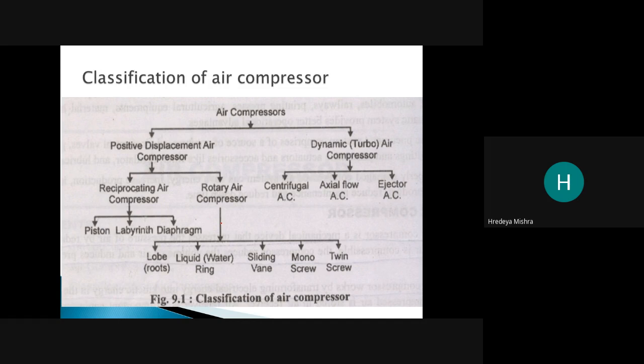On the other hand, dynamic or turbo air compressors are divided into three parts: centrifugal air compressor, axial flow air compressor and injector air compressor. We can discuss these things in detail now.